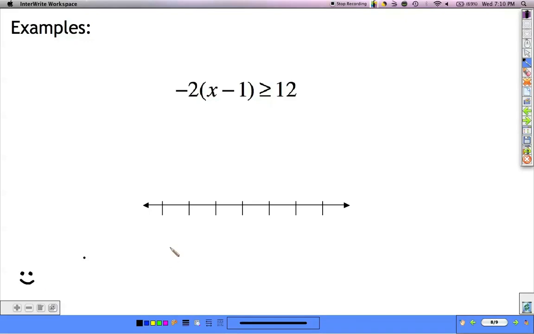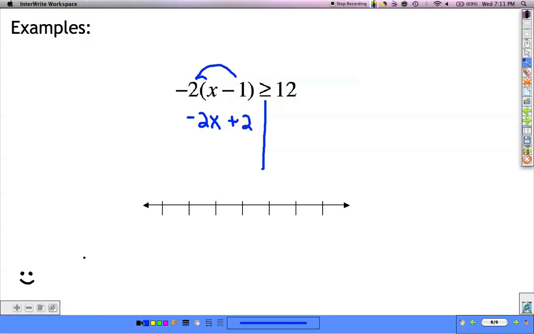Okay, taking a look at one final example online, we have negative 2 times the quantity x minus 1 is greater than or equal to 12. Again, the thing to do would be to distribute the negative 2, and again, that's not going to change our inequality symbol because it's only going on one side of the inequality. So we have negative 2 times x is negative 2x, and negative 2 times this minus 1, which is really effectively negative 1, is going to give me plus 2.